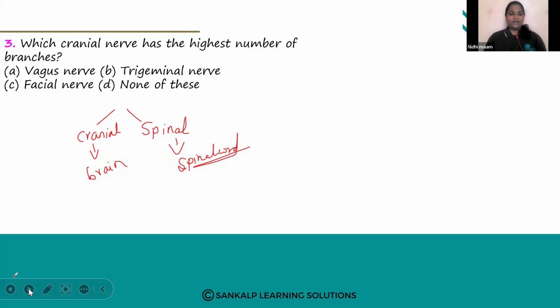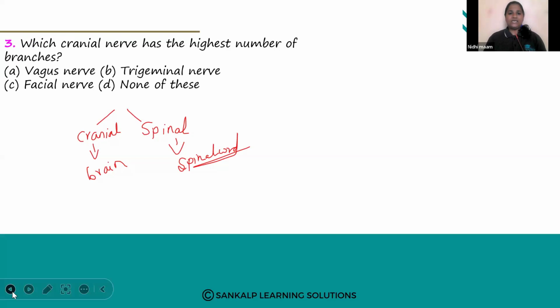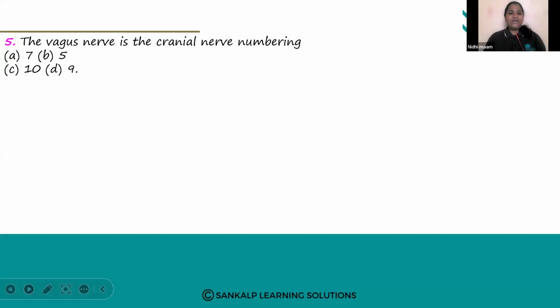Okay. So here option B, trigeminal nerve, has the highest number of branches in the cranial nerves. It is the largest, the fifth cranial nerve. It has 3 branches. The names of the branches are ophthalmic, maxillary and mandibular. It is called the trigeminal nerve, fifth cranial nerve, largest nerve, and it has 3 branches. Next one is the vagus nerve. So let me explain regarding the spinal and cranial nerves as we got more questions on them.